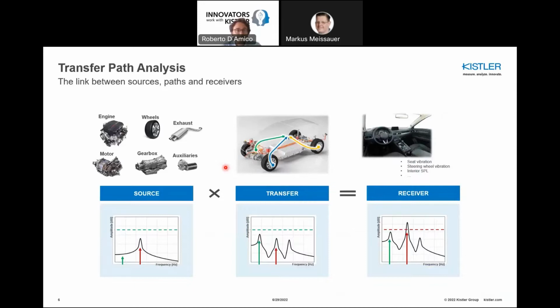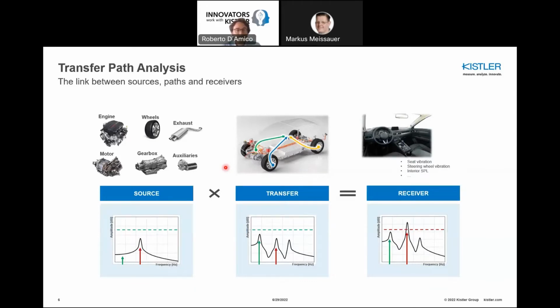Let's start with the link that we have between sources, paths, and receivers. This is basically the starting point for transfer path analysis, and it is a concept that is familiar to most of you who work in NVH. When it comes to automotive NVH, of course, we always have a source, which could be the engine, nowadays more and more motors, wheels, gearboxes, and so on and so forth.